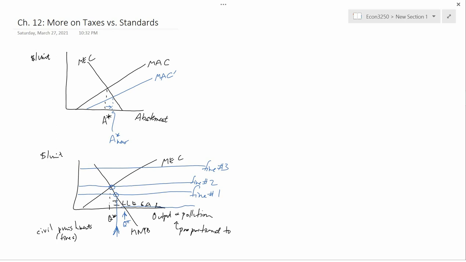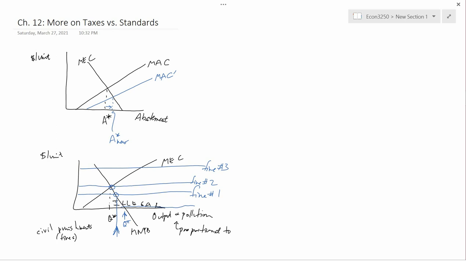So in this sense, before we treated the standard and the tax as being totally different things, but are they really? If the punishment from violating the standard is a fine, and the fine functions kind of like a tax, then maybe there isn't as much of a difference between the tax and the standard as we thought.